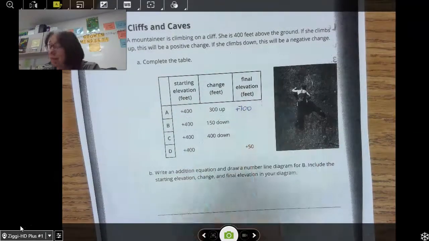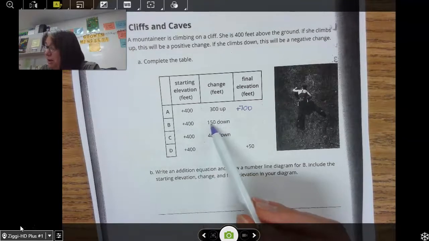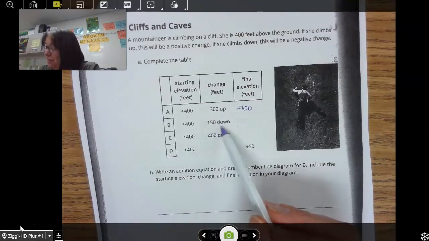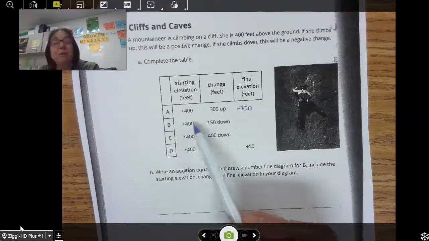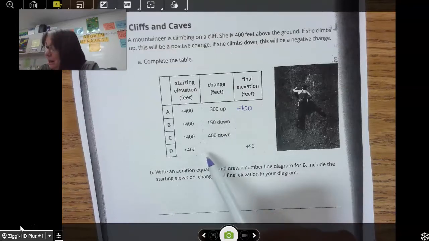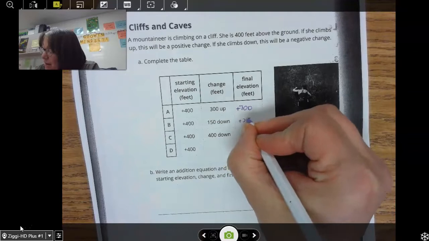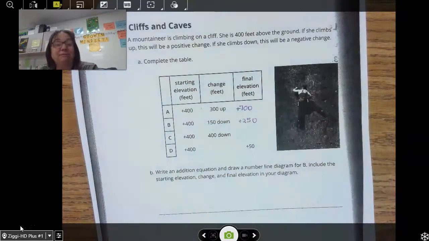We always know that. So if it's 400 is where we start, but we go 150 feet down. So if I go 100 feet down, where would I be? I would be at 300. And then I go another 50 down, I'm going to be at 250 feet. But I'm still positive. I'm still up that mountain.